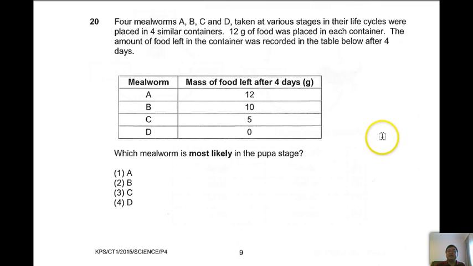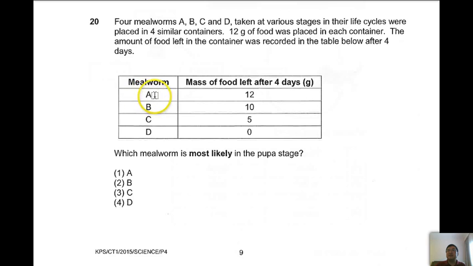4 mealworms A, B, C, D, taken at various stages of their life cycle, were placed in similar containers. 12 grams of food was placed in each container. It means standard, there are 12 grams in each. Fair test, you're given all equal amounts of food. Now the amount of food left in the container was recorded. How do you read this? How do you understand this? After 4 days, 12 grams left. It means the food has not been touched.